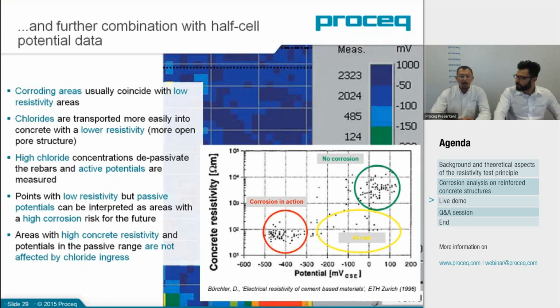But then again, please note how the potential in itself may be around zero. Take a look at the yellow area. If I only had the potential data, well, those would be okay areas for me. But if those values are accompanied by a low resistivity value, well, then we can safely state that those areas are at risk for the future.